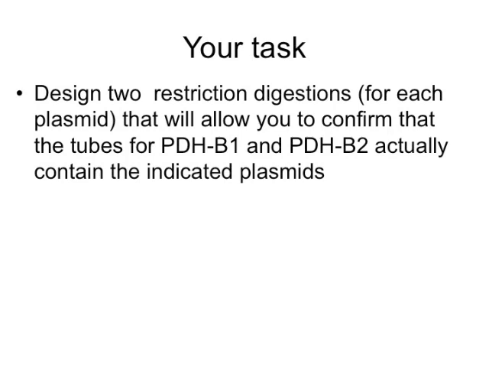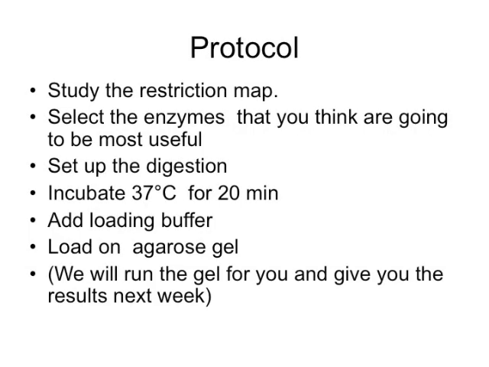So your task is to design 2 restriction digests that will clearly identify the 2 plasmids that you're using. To set up your digestion, you need to first of all study the restriction map and select the enzymes that you think are going to be most useful. There is more than one possibility, so it's really your choice.